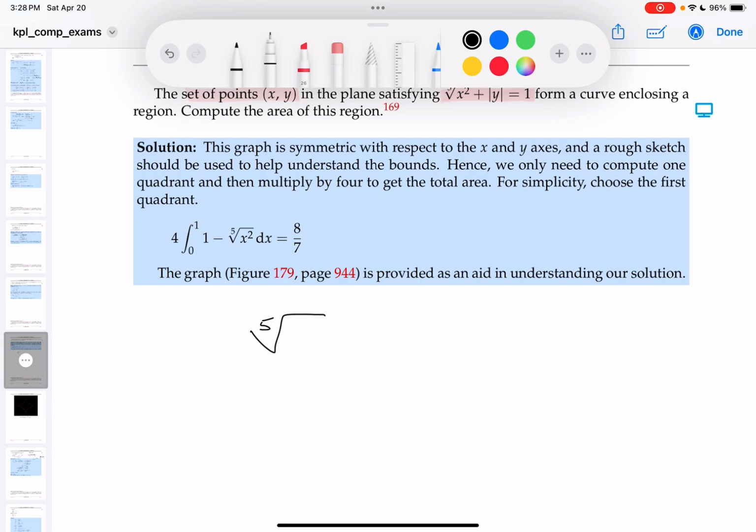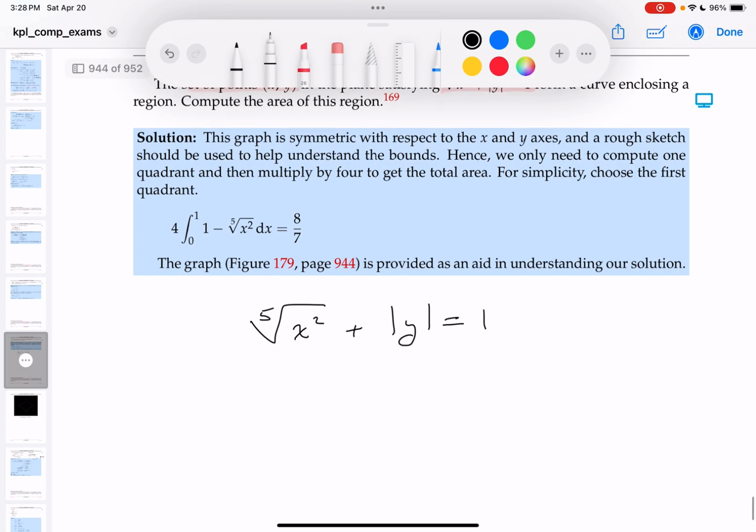All right, so you get the fifth root of x squared plus the absolute value of y is equal to 1. Well, the first thing I notice about this is that it looks like it's going to be symmetric with respect to the x-axis. And why is that? If you replace y by minus y, there's no change in the problem.